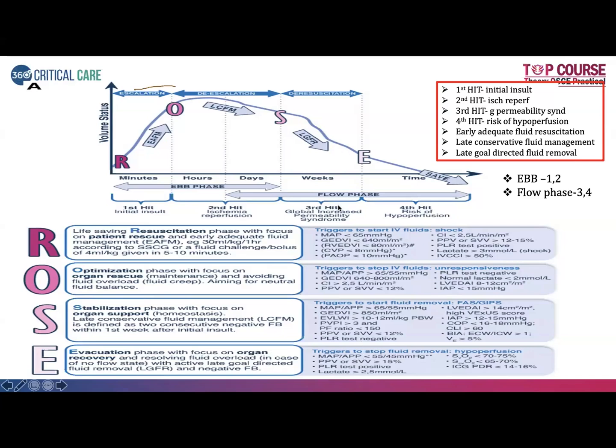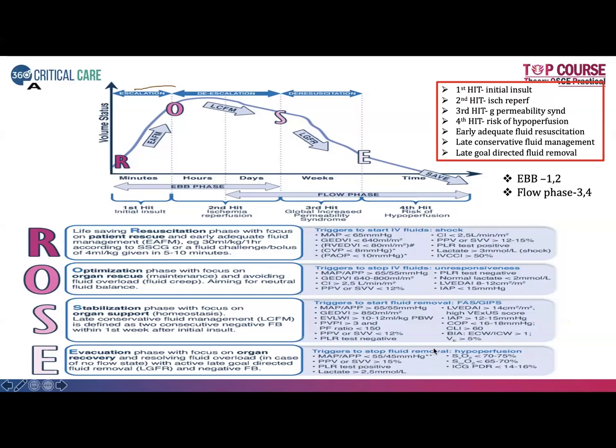So when you have attained your targets and your values go up, triggers of fluid removal start when there is a high global end diastolic volume more than 850, your PLR is negative, and then you look into your intra-abdominal pressure, your high VExUS score. So these are the parameters you look for, and then you start doing active fluid removal.